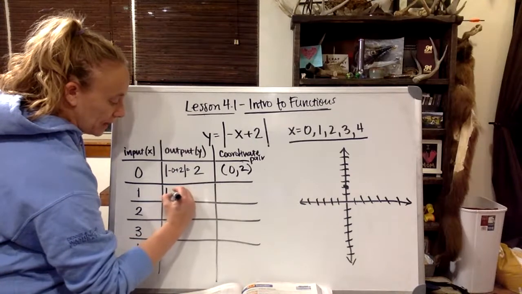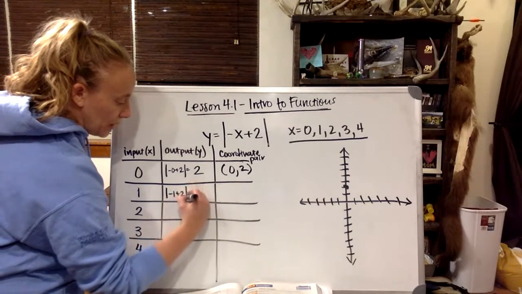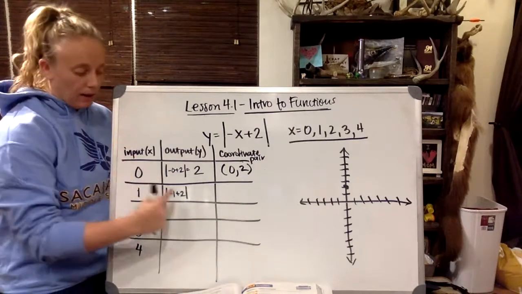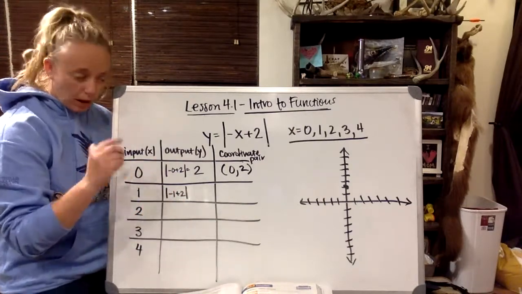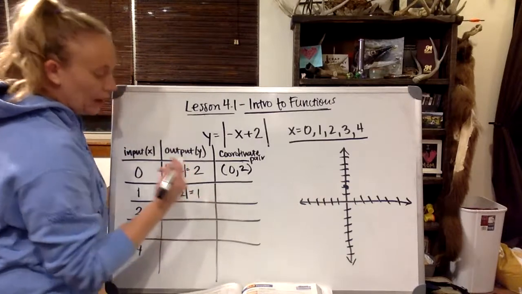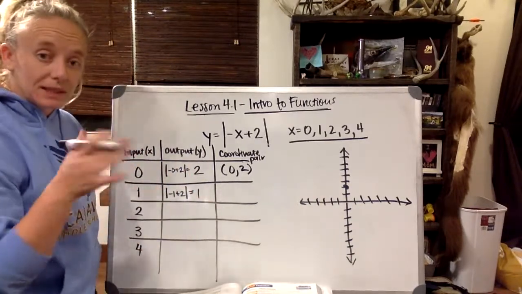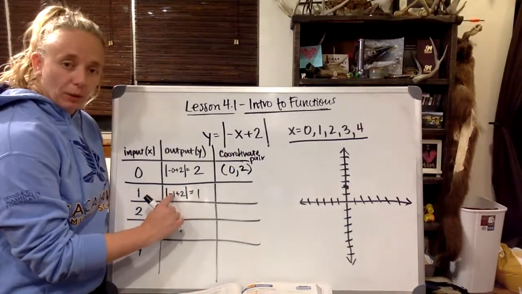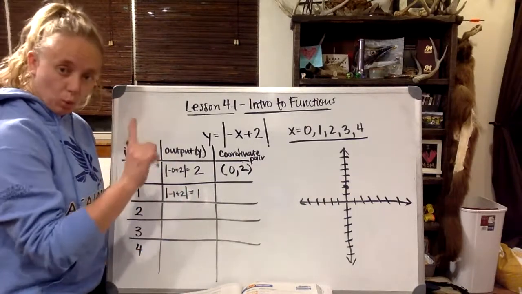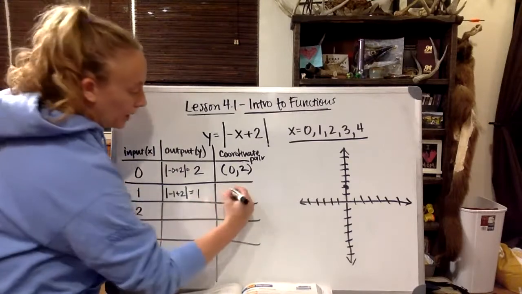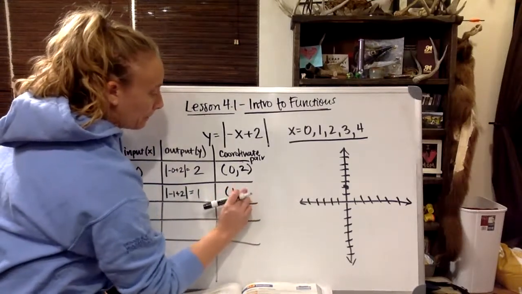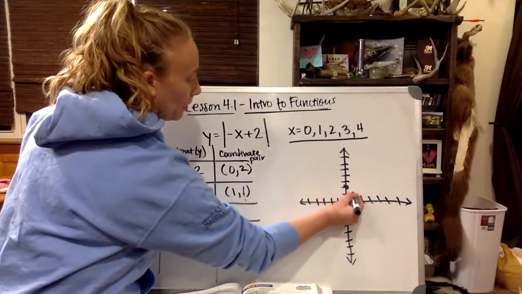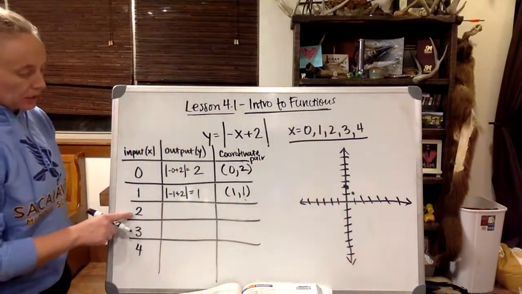Next, 1. I'm going to put that into this absolute value equation. Absolute value of -1 plus 2. -1 plus 2 is 1. Now the absolute value of positive 1 is still 1. Let's think: absolute value means the distance away from 0. So this 1 that comes out of this, how far away is 1 from 0? It is 1 unit. So (1, 1) is my point that I'm going to plot, right there.